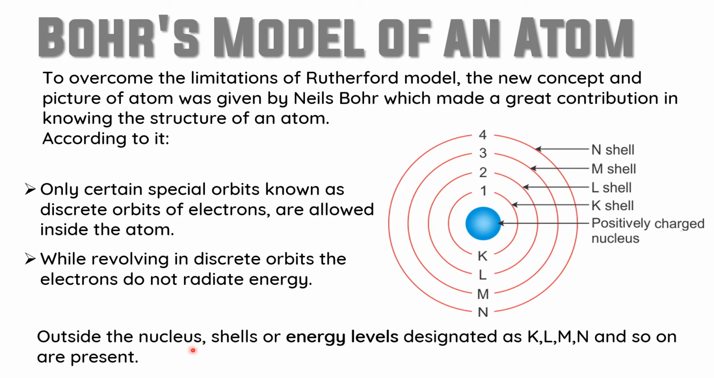Outside the nucleus, shells or energy levels designated as K, L, M, N, and so on are present. K, L, M, N, or 1, 2, 3, 4. Any way we can represent these energy levels. So K shall have the least energy level. Got it, children? So that is Bohr's model of an atom. The nucleus is there, that is the positively charged center part. Electrons, they are negatively charged particles, are revolving around the nucleus, but those orbits are called discrete orbits, and they have a particular energy level, and they are designated as K, L, M, N, or 1, 2, 3, 4. Got it?